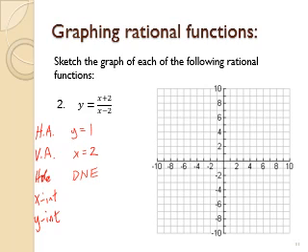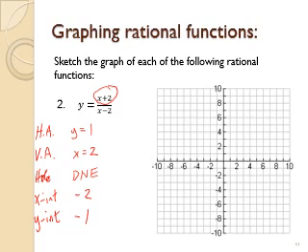Your x-intercept is going to be wherever your y-coordinate is 0. My y-coordinate will be 0 whenever my top is equal to 0. So that means -2 will be my x-intercept. And then my y-intercept will be whenever you plug in a 0 for x. If you plug in a 0 for x, you can see you get +2 over -2, which means your y-intercept is -1.